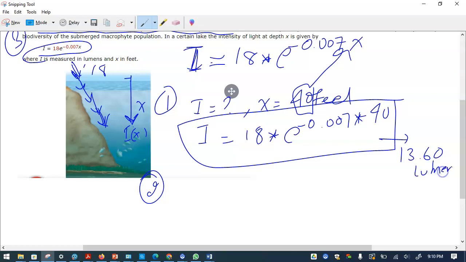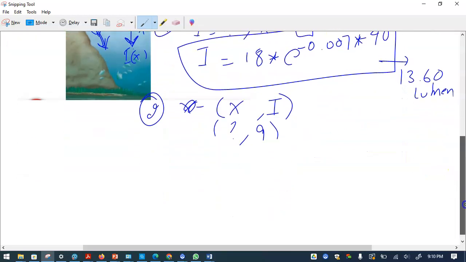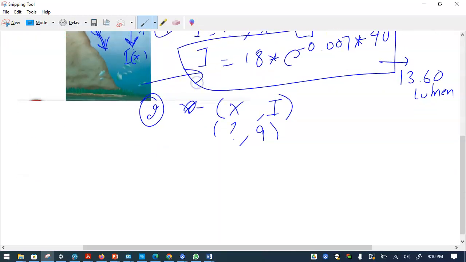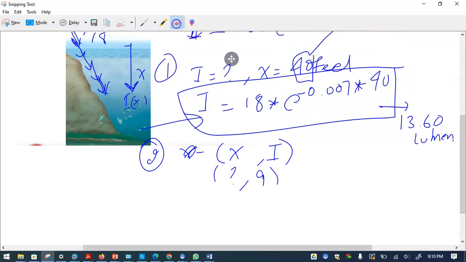That's the intensity of the light at the depth of 40 feet. The second question asks, at what depth? They're asking, what is x? What is this x here? The intensity is given to us as 9, so this is the formula. I will take this 40 out, and that's the x there.